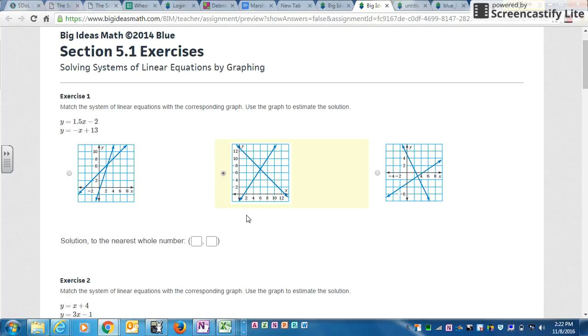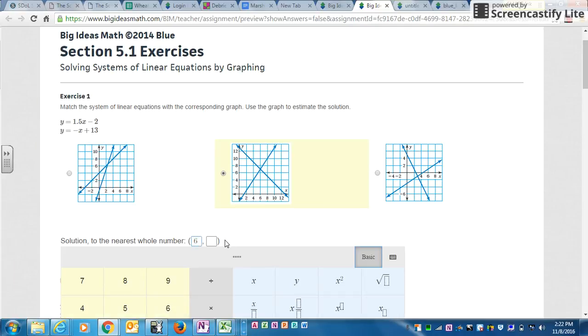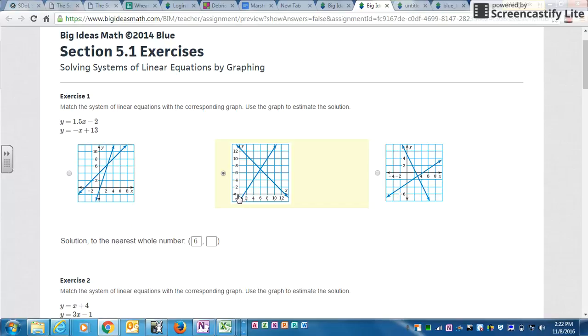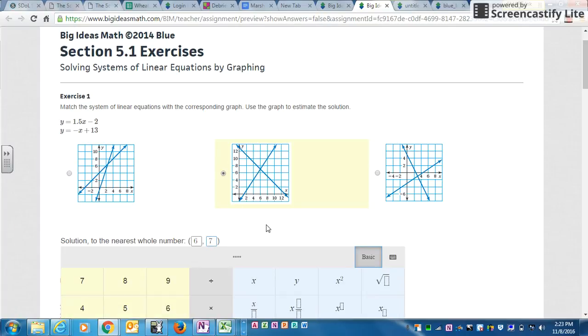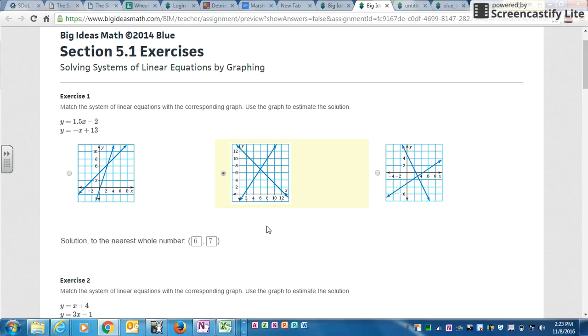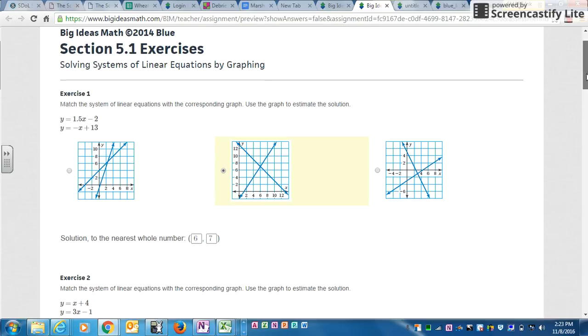And solution to the nearest whole number, that's the x and y value where the lines cross each other. And they cross right here. So that is at x value of 6. So now x is going to be 6. And a y value of halfway between 6 and 8 would be 7. So that's my solution to the nearest whole number. Okay, so that's pretty much a gimme. I gave you that one.